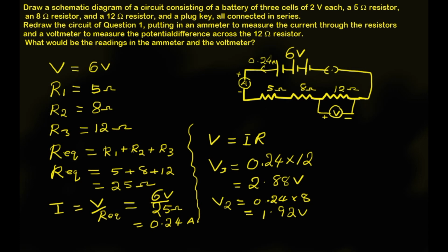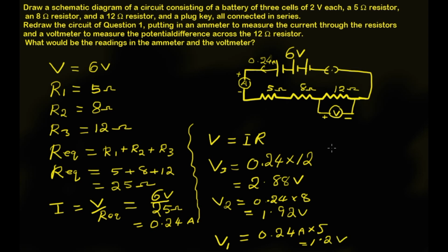And we can find it for the first resistor, that is taken as R1 equal to 5 ohm. So for that I am taking the voltage drop as V1, for example. So here also the current is the same, 0.24 ampere, and its resistance is 5 ohm, that is equal to 1.2 volt. Now we can see one thing here.